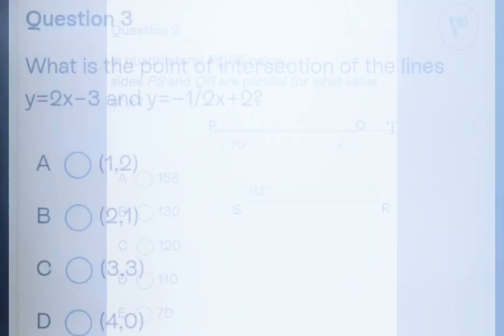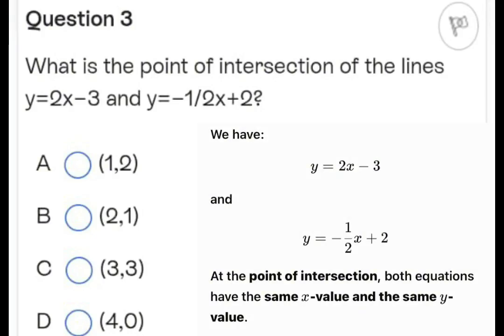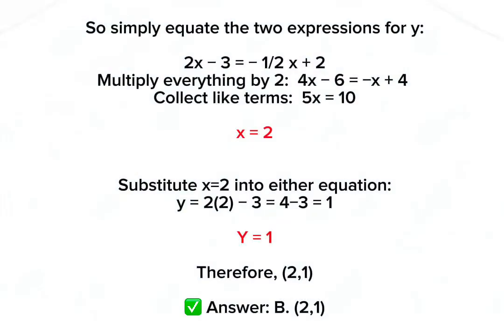Very simple. Question number 3 says, what is the point of intersection of the line y equals 2x minus 3 and y equals negative half x plus 2? We have y equals 2x minus 3 and also y equals negative half x plus 2. Now, at the point of intersection, both equations have the same x value and the same y value. So, simply equate the two expressions for y. That gives us that 2x minus 3 is equal to negative half x plus 2.